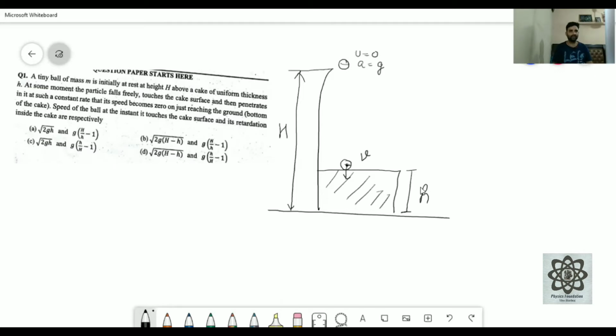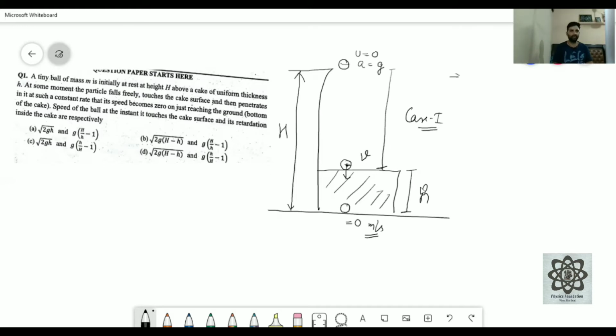Now this is the first part, case 1. The second part is when it hits the cake, the cake tries to oppose its motion, and as it just touches the ground, its velocity becomes 0 meter per second. So we need to find out the acceleration with which it is being opposed. So now let's see.